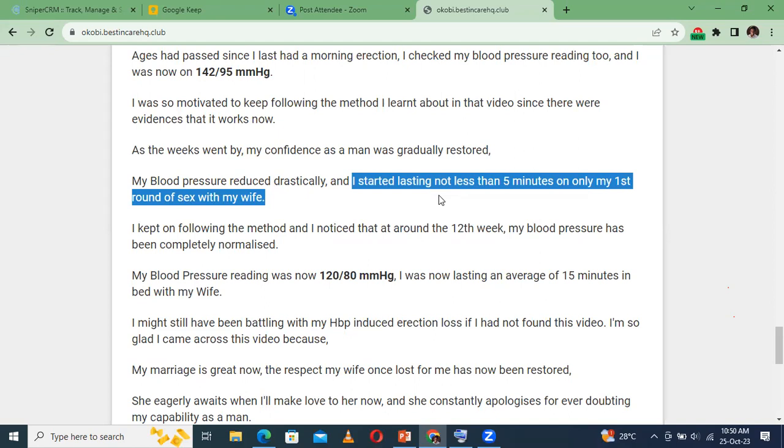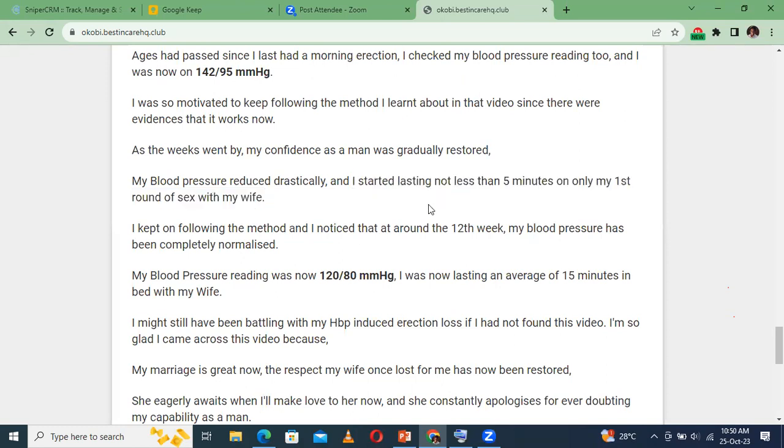After 6 weeks, he started having morning erections. After having morning erections, his BP was dropping gradually, and it started lasting like 5 minutes on just the first round of sex with his wife. Why did I say 5 minutes? To make it realistic. Do you understand? If you say 40 minutes, 1 hour, that's not realistic enough. People that are suffering from that condition, if they read that, they already know that you are lying. So that's why I said that.